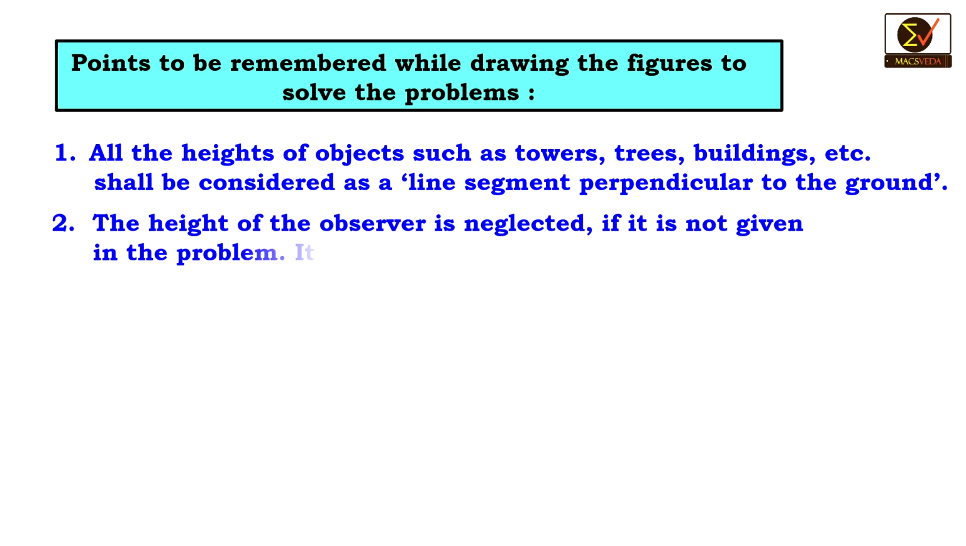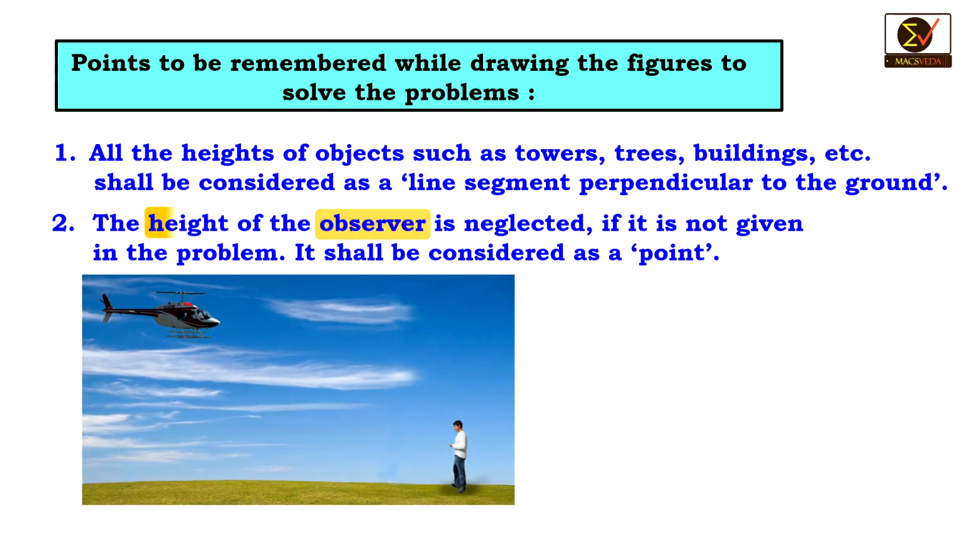Second point, the height of the observer is neglected if it is not given in the problem. So the observer is considered as a single point. If observer height is not given, so we consider observer as a single point. Please note these two important points.